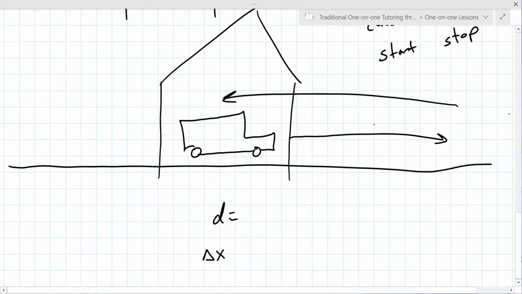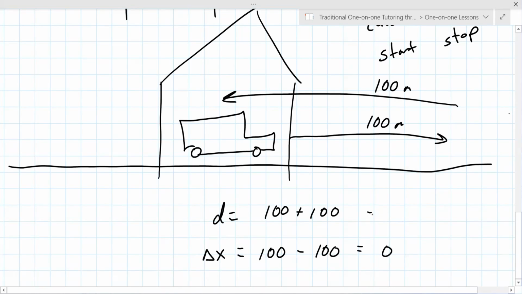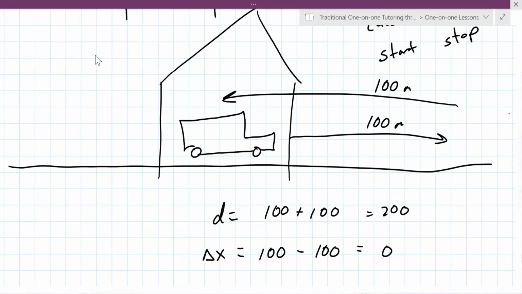Well, let's do distance. Your distance is, let's just call this 100 meters, and this is 100 meters back. Your distance is 100 plus 100. But what's your delta x? Well, you went 100 forward and 100 backwards. You see the difference? Now you can go backwards, right? So that's scenario one.